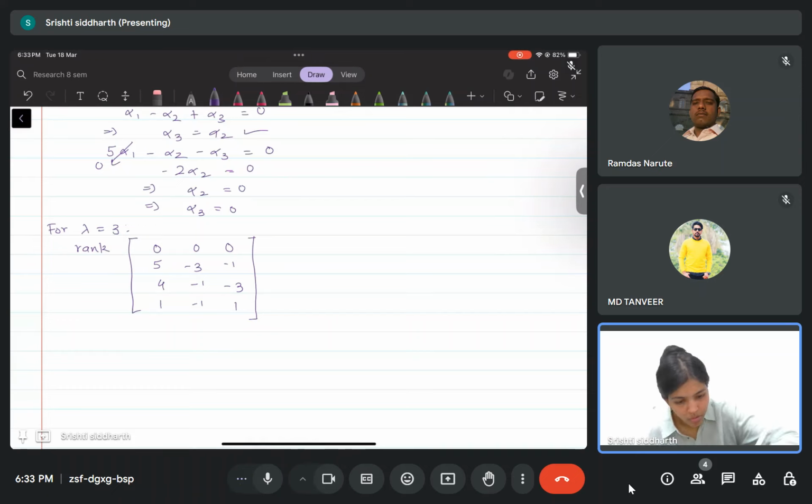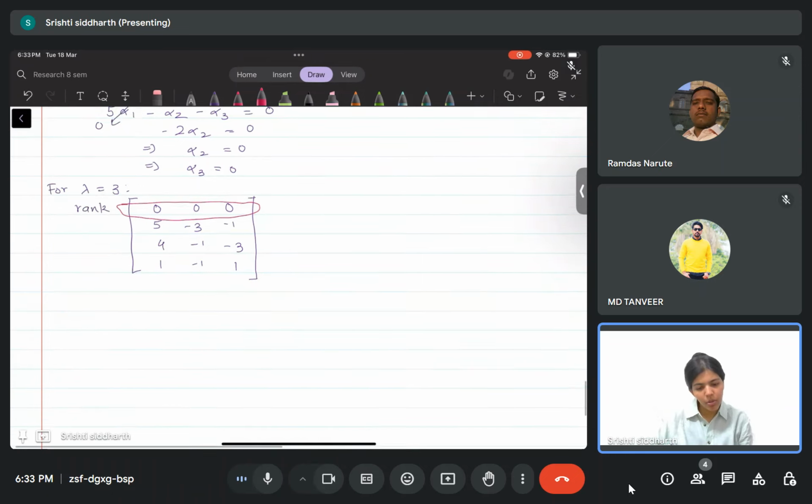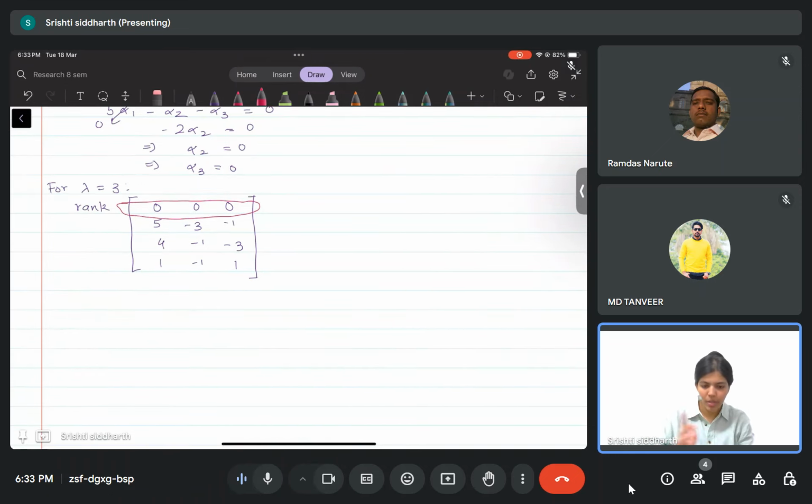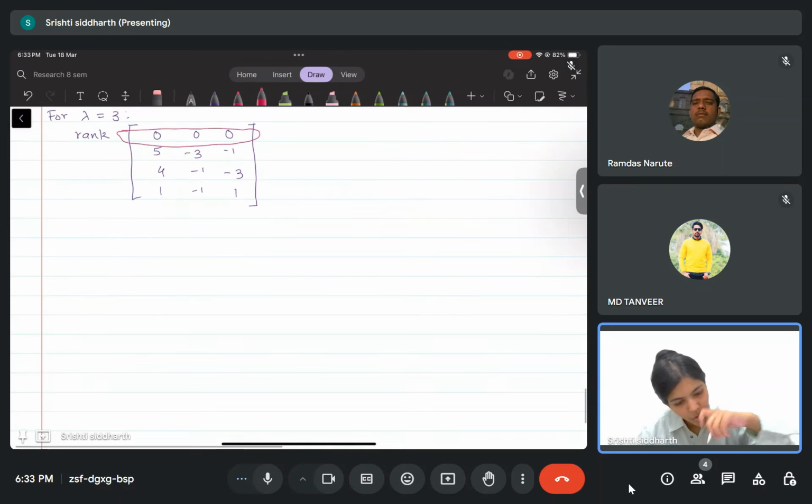Okay, so one of the things that you can observe is that this row is 0, so you can just check if these 3 rows are linearly independent. Or as you have done for lambda equals 1, you can check if these 3 columns are linearly independent. So let's check if these 3 rows are linearly independent or not.